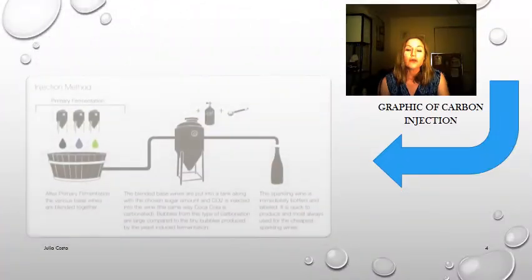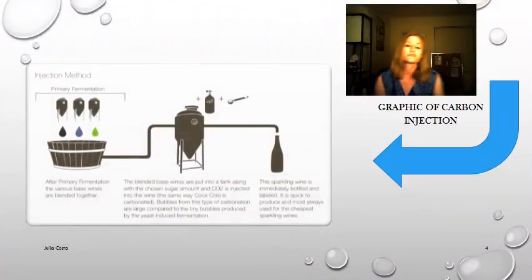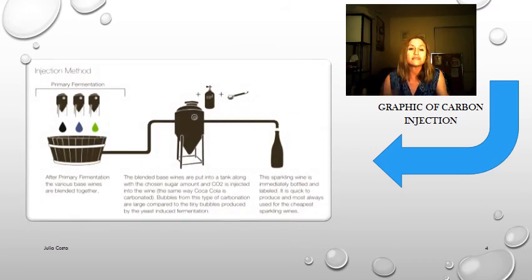The following is a graphic of carbon dioxide injection. They start with base wine and they mix it together to make the blend that they want. They then take this wine and put it in a tank and add the amount of sugar they want, depending on the variation of sweetness they want to make it. And then they add the CO2. It's a very similar process of how you make Coca-Cola. Once this process is done, they immediately bottle it. By doing it this way, their costs are much lower and they're able to sell it for a cheaper price.